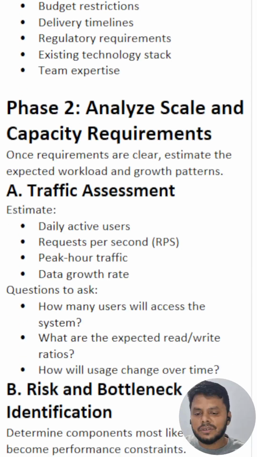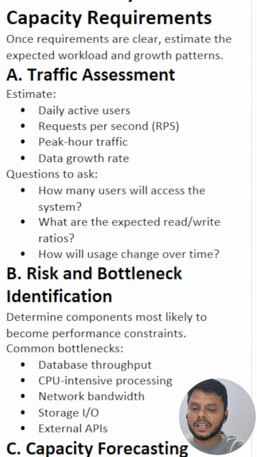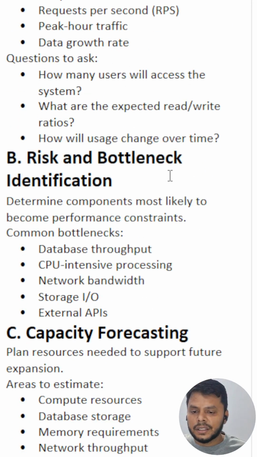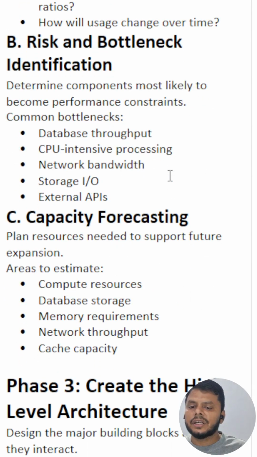In the second phase, you have to discuss the scalability and capacity requirements: what traffic will be there in the system, like how many active users there are, requests per second, and how much peak-hour traffic there is. And you have to identify the risks and bottlenecks: what is the database throughput, are there any CPU-intensive tasks or not, how the network bandwidth will be utilized, how do you manage the storage, and are there any external APIs.